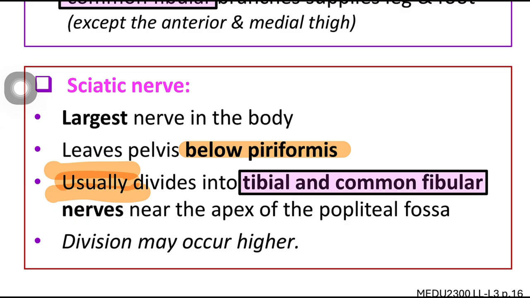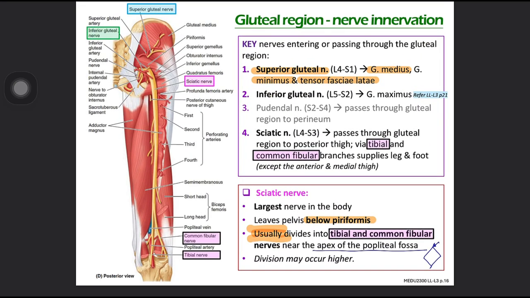I want you guys, when you do dissection, to take a look at whether the sciatic nerve's division point is near the apex of the popliteal fossa. Some people, the division point may be up in the gluteal region. It depends, so it's worth taking a look. That's why I say division sometimes may occur higher.